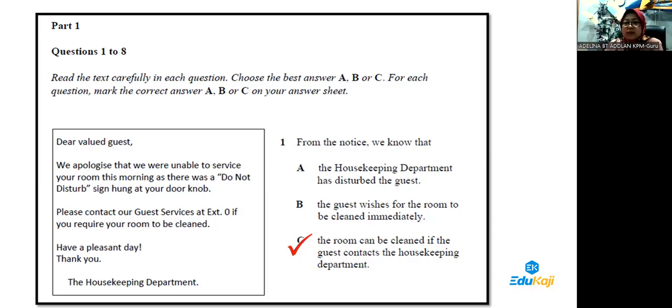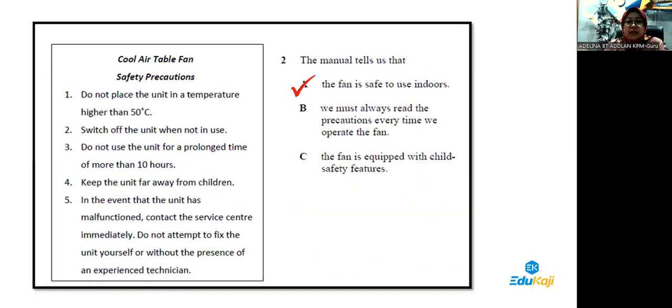Part one is quite easy because it is a very straightforward question. Let's go to the second question. Again, you are supposed to read the manual and you have to look at the choices of answers next to it. This manual is about table fan safety precautions.